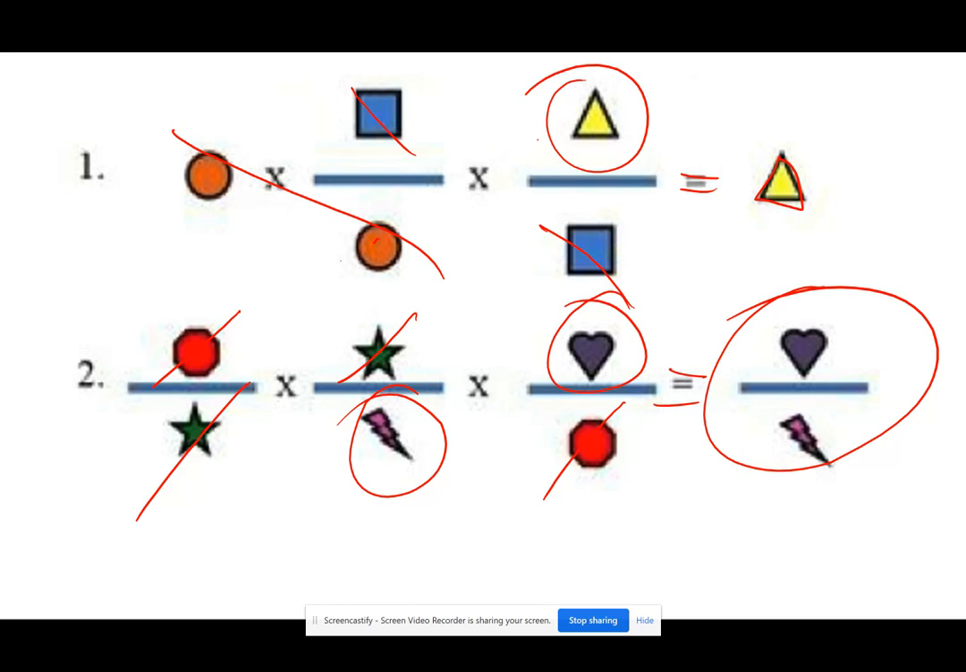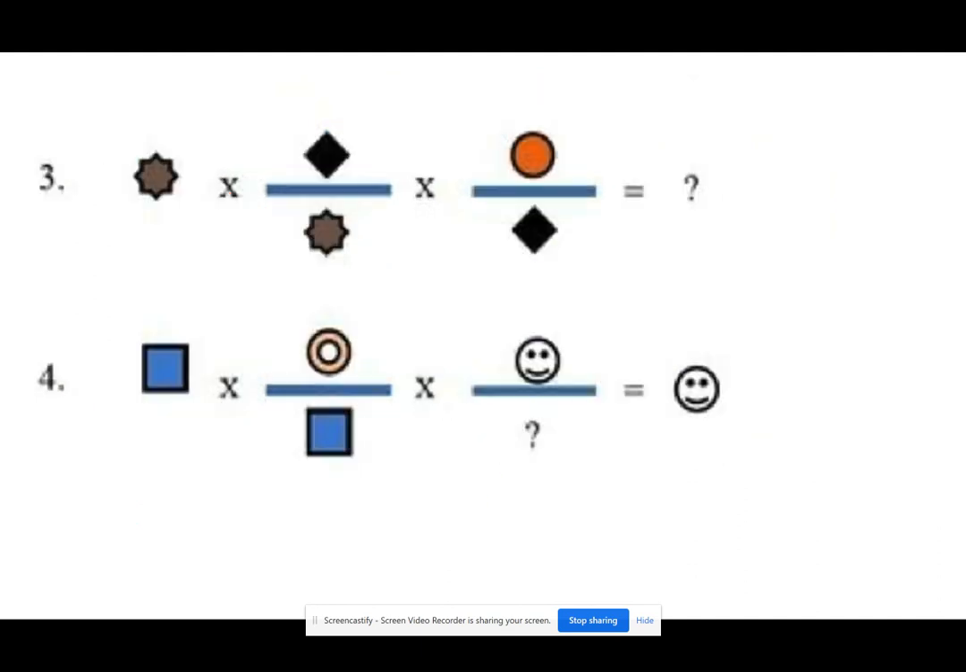And we can combine them. Again, if something is on top and on bottom, they cancel out. Let's take a look down here. What do you think belongs in this question mark? Take a look. Well, I see this shape and this shape will cancel out. I also see this shape and this shape will cancel out. And so what I will have left is circle.